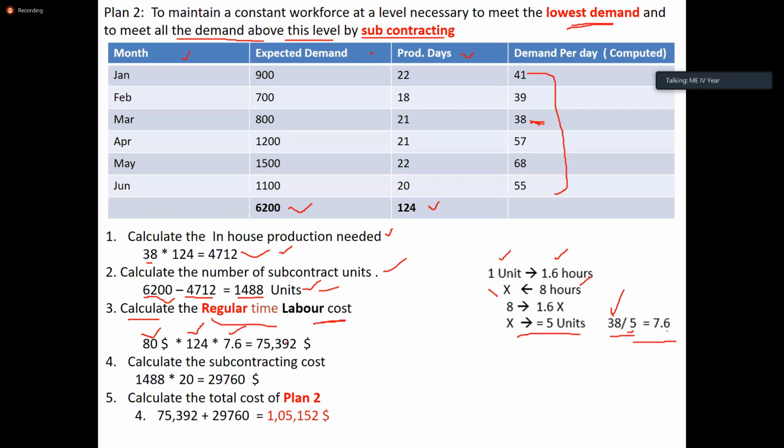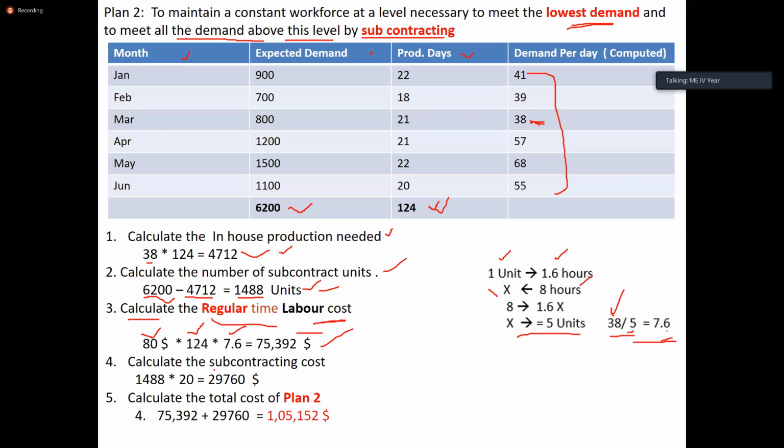So totally you will get the labor cost of in-house production. These are the 80 workers, and 124 is your working days, and 7.6 will come from this minimum demand value. You will get this value based upon your in-house production rate.